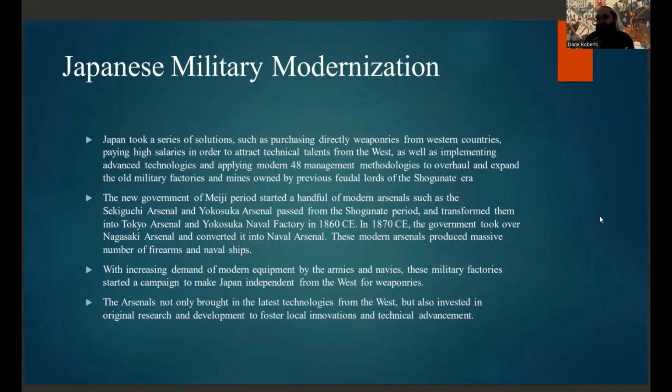And then in 1869 CE, and then in 1870 CE, the government took over the Nagasaki arsenal and converted it into simply the naval arsenal. These modern arsenals produced massive numbers of firearms and naval ships. With the increasing demand for modern equipment by armies and navies, the military factories started to make Japan independent from Western weaponry and armories. The arsenals not only brought in the latest technologies from the West, but also invested in original research and development to foster local innovations and technological advancement. Again, in stark contrast to the attempt at modernization in China, which only did this partially.